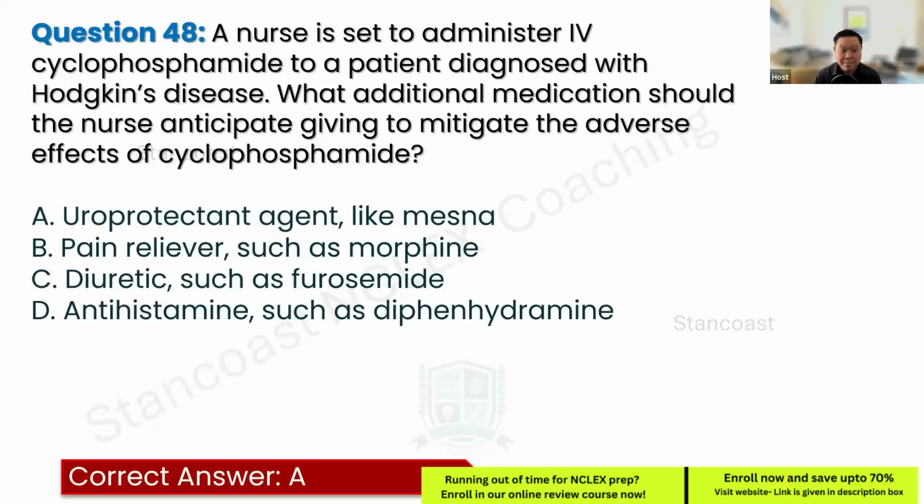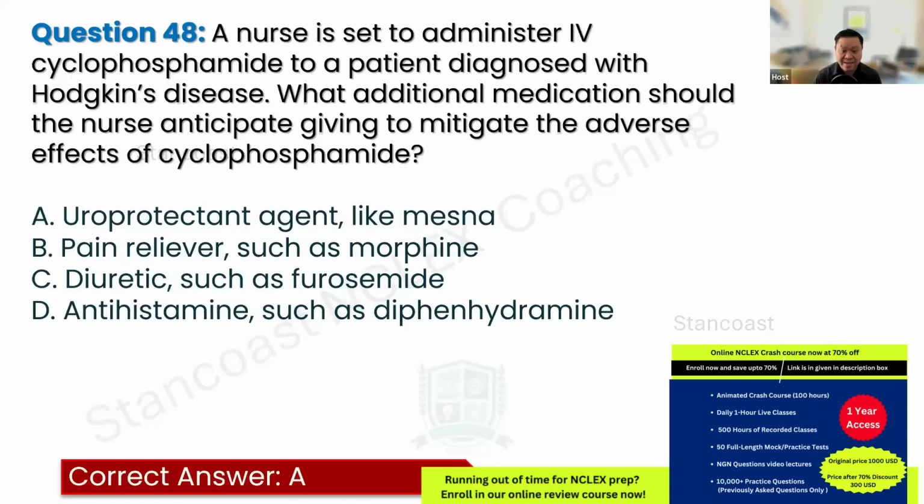Now, if you select letter B, pain reliever such as morphine, we know that morphine is a powerful pain medication, but this is not a standard part of cyclophosphamide administration. The cyclophosphamide does not generally cause direct pain that would necessitate the routine use of opioids. And pain relief is not targeted toward preventing chemotherapy-related bladder irritation or inflammation, which is the primary adverse effect addressed with cyclophosphamide and mesna.